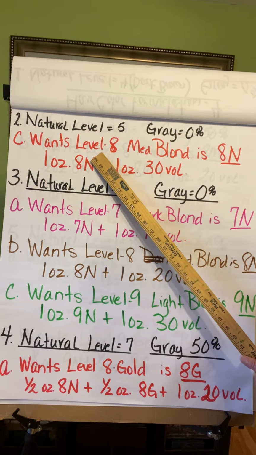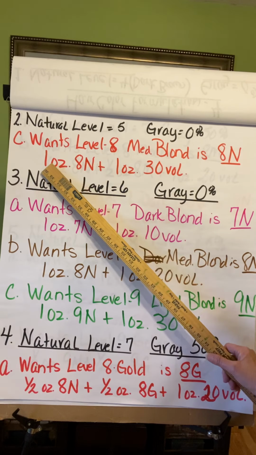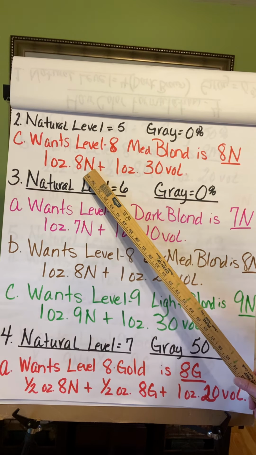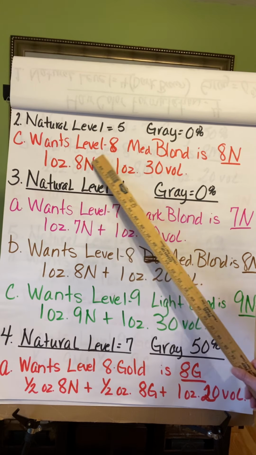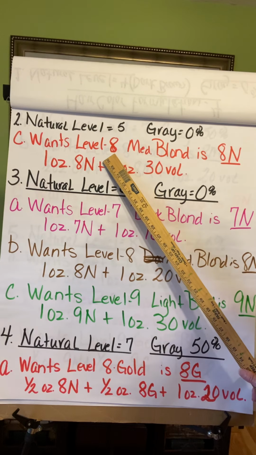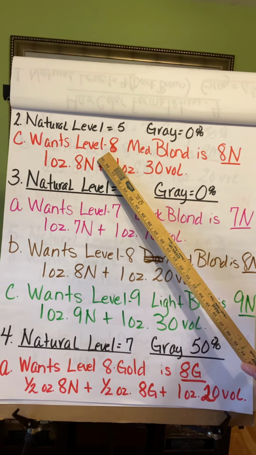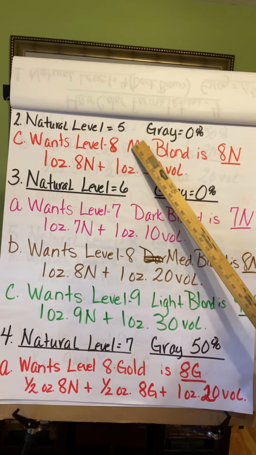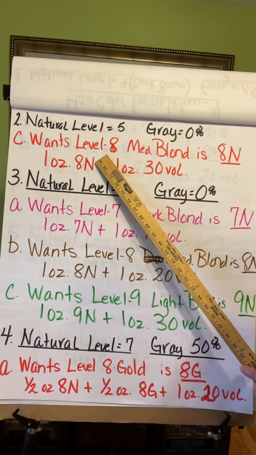If you put a level 5 in here, it's going to be too dark. So if you're writing a half an ounce of 5N and a half an ounce of 8N, it's going to be too dark. So it's going to put you at about a level 6.5, which is way too dark for this. Okay? So 1 ounce of 8N because that's the level she wants to be in, plus 1 ounce of 30 volume developer because you're lifting from a level 5 up to a level 8.